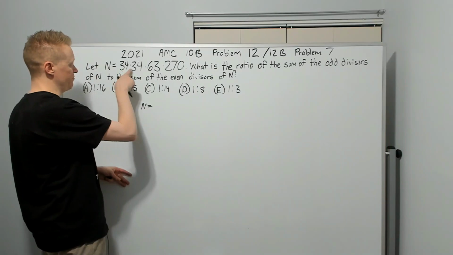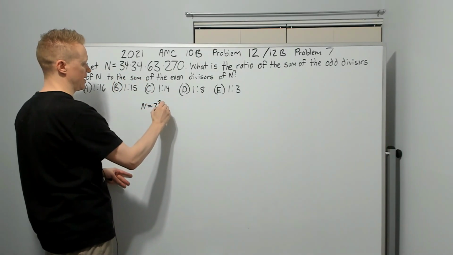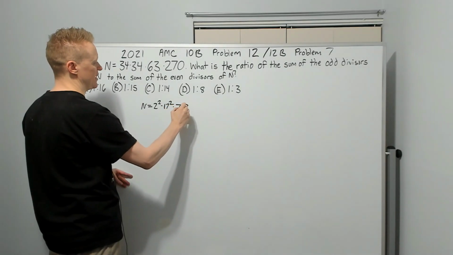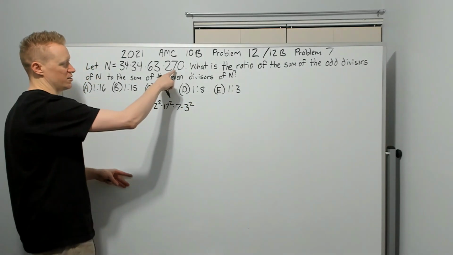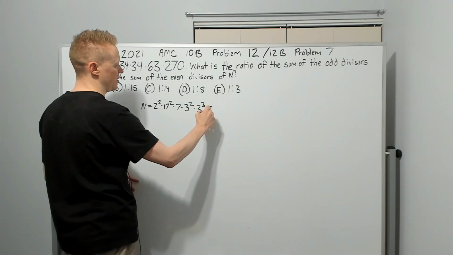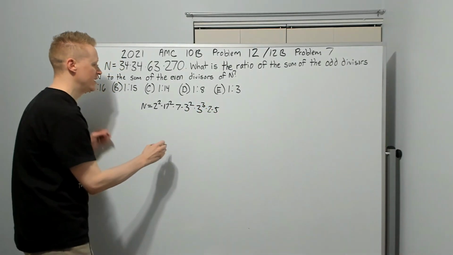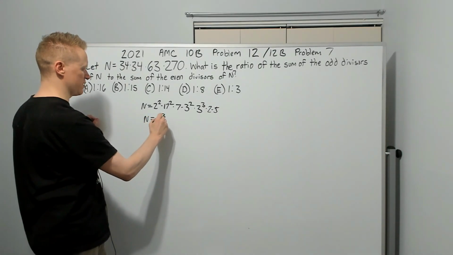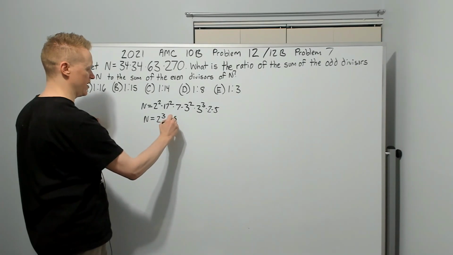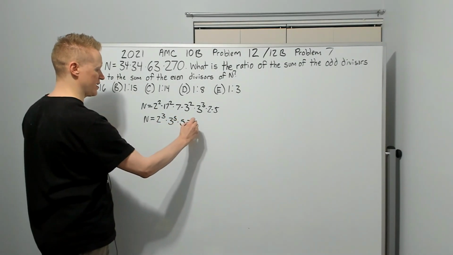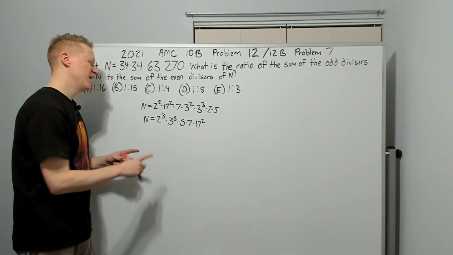So you're going to have from the 34s 2 squared times 17 squared. The 63 is going to have a 7 and a 9, which is 3 squared. 27 times 10 is going to be 3 cubed times 2 times 5. So then now we can say finally that n is going to be 2 to the 3rd times 3 to the 5th times 5 times 7 times 17 squared. Okay, that's a lot.